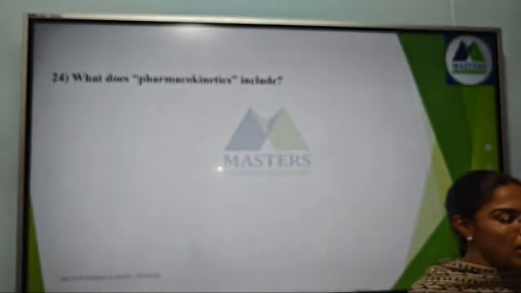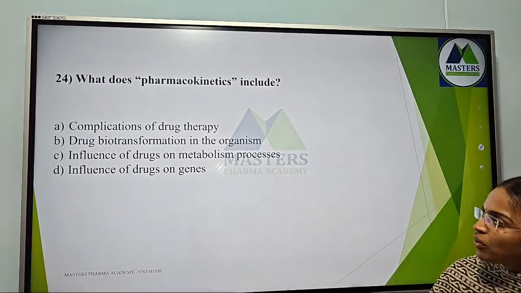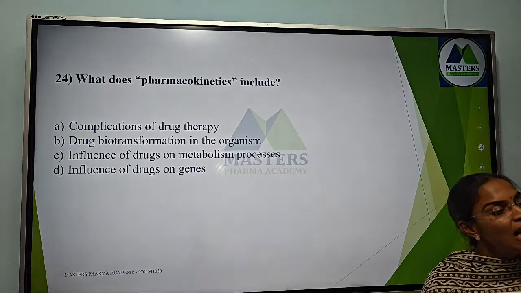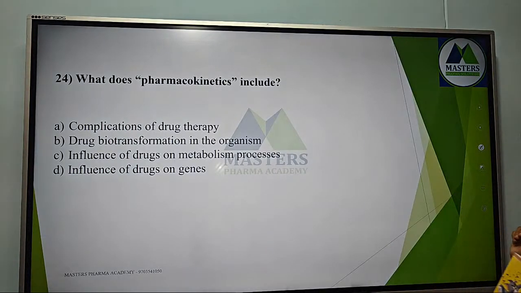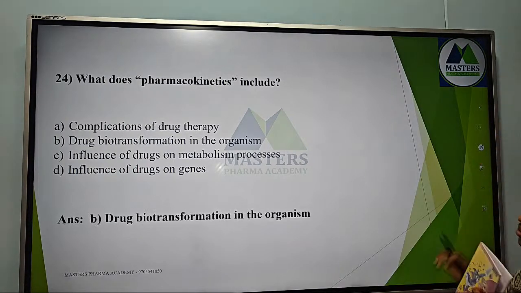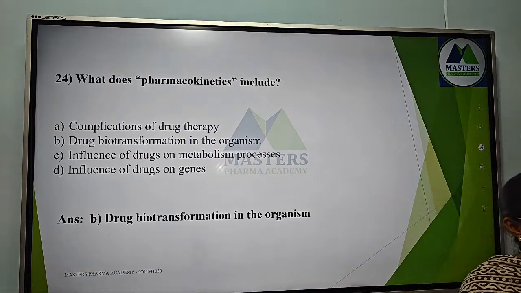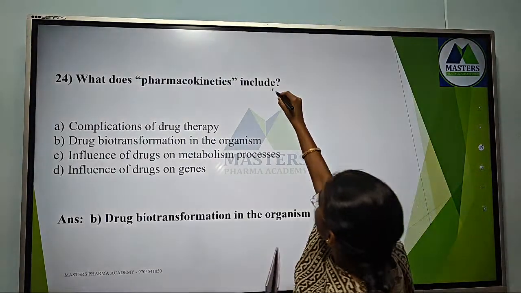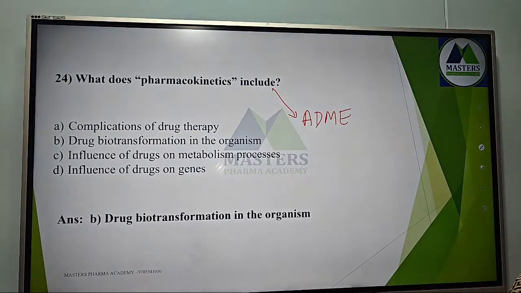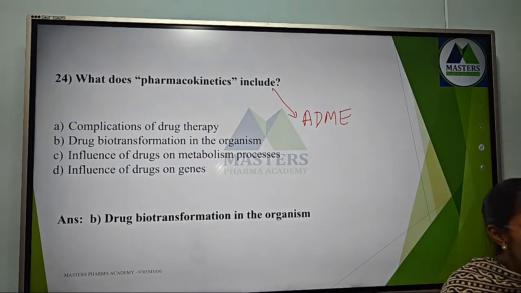Very important question, very easy, very important. What does pharmacokinetics include? Let's see the options: complications of drug therapy, drug biotransformation in the organism, influence of drugs on metabolism processes, and influence of drugs on genes. So what's the right answer? Biotransformation of drug in the organism. As we all know, pharmacokinetics includes the study of ADME, that is absorption, distribution, metabolism and excretion.